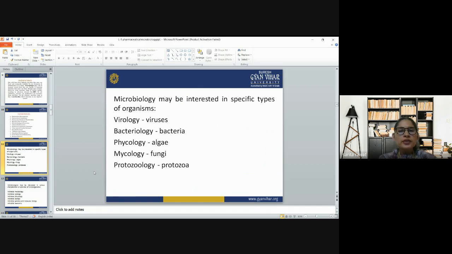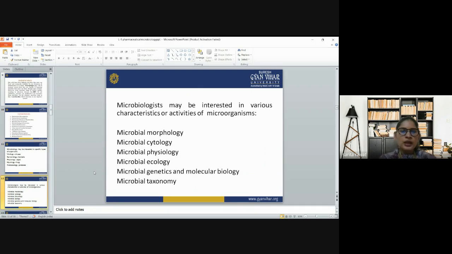Now, microbiology may be interested in a specific type of microorganism: virology is the study of viruses, bacteriology is the study of bacteria, phycology is the study of algae, mycology is the study of fungi, and protozoology is the study of protozoa. Microbiologists may also be interested in various characteristics or activities of microorganisms, such as microbial morphology, microbial cytology, microbial physiology, microbial ecology, microbial genetics and molecular biology, and microbial taxonomy. So these are the various fields where we can broadly study microbiology, and we will get more knowledge about that particular microorganism.